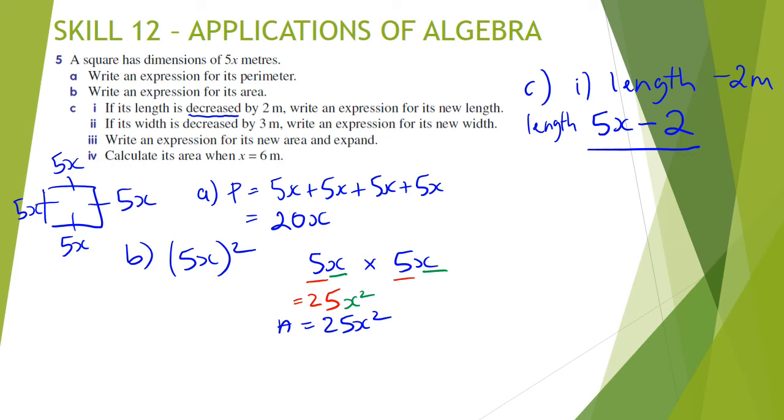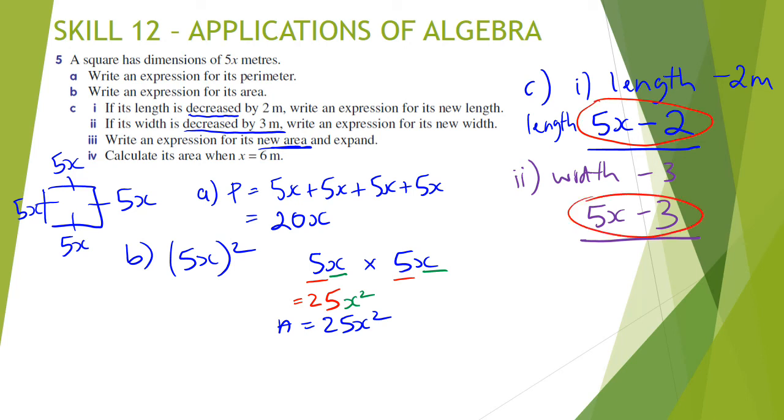If the width is decreased by 3 meters, write an expression for the new width. So same thing, we're doing the width now. We're decreasing by 3. So the width will be 5x, take 3. Write an expression for the new area. So the new area now, using our two new calculations. This one here and this one here.